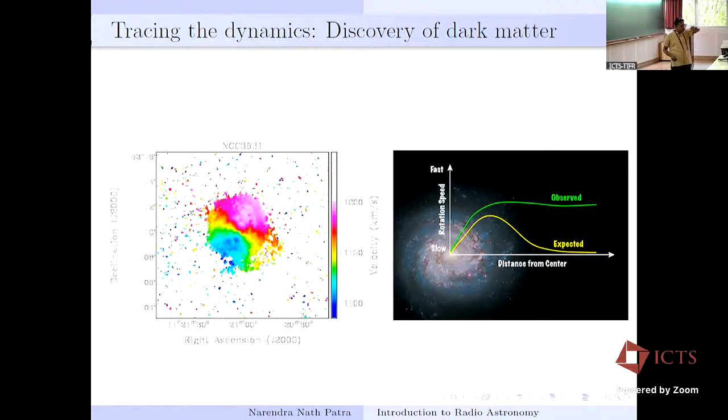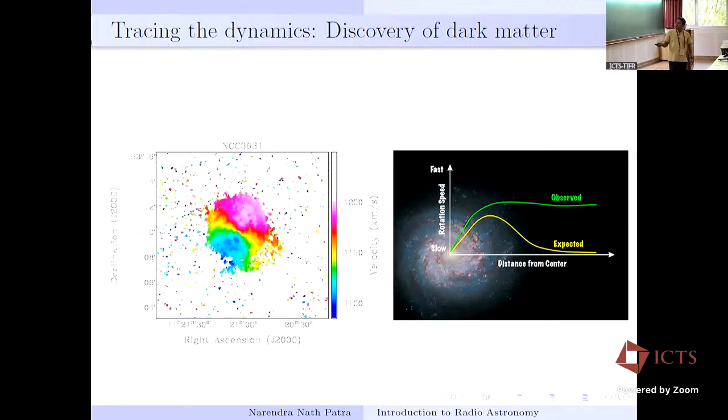It means the velocity you are seeing is not consistent with the velocity you are expecting from the observation of how much mass is there. And that is basically the origin of the concept of dark matter in galaxies. What you are seeing is much more than what you are expecting. So there must be some mass sitting there which is producing gravity, but you cannot see it, right? That's where dark matter comes in.